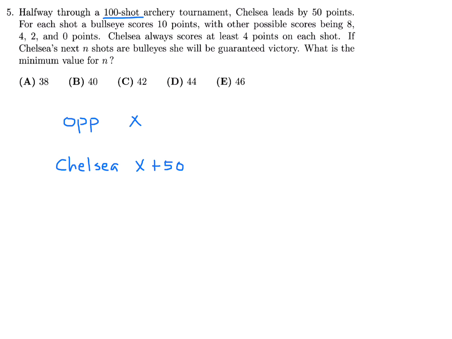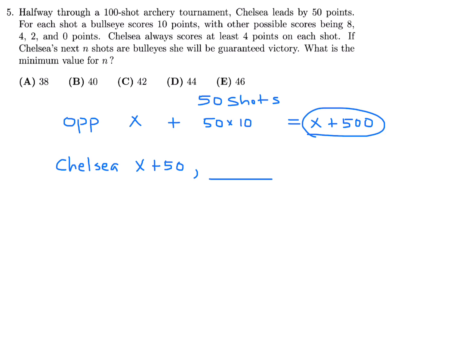Now, it's a 100-shot tournament. We're halfway through, so there's 50 shots to go. And for those 50 shots, the opponent scores bullseyes. So that score will be 50 times 10. So the total score of the opponent, male or female, is X plus 500. And for Chelsea to win, she has to have at least 1 point more, or she's got to be greater, let's just say that. So whatever she scores, if you add it up, has got to be greater than this.